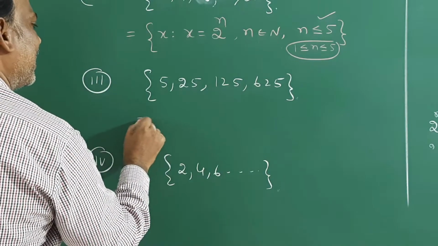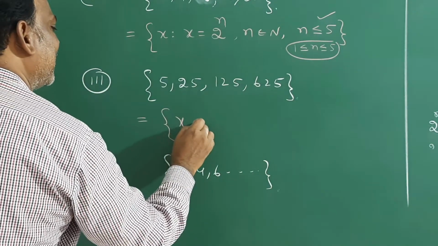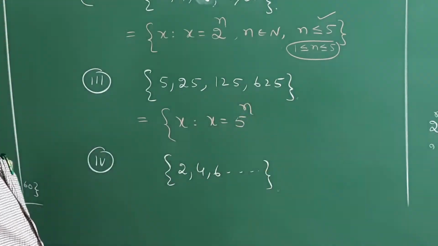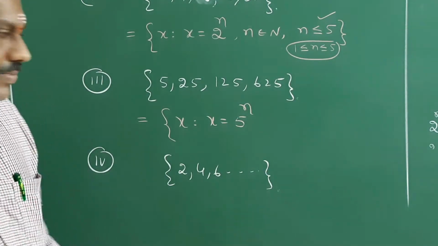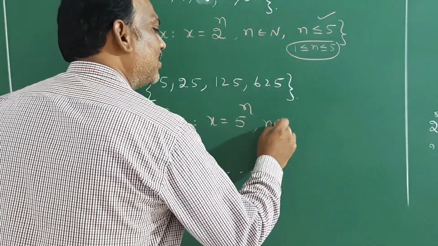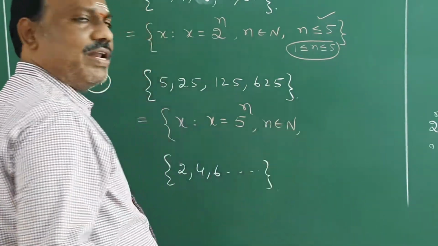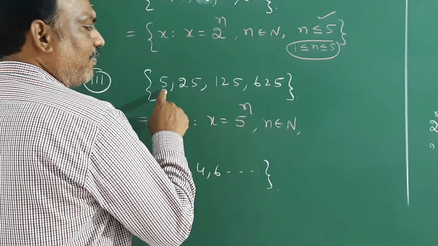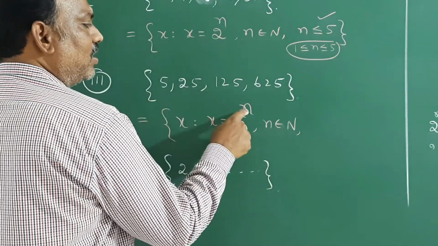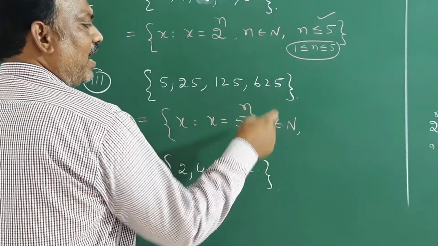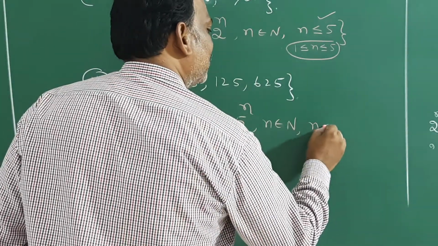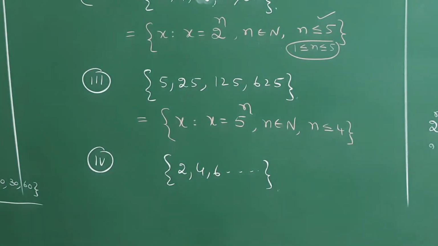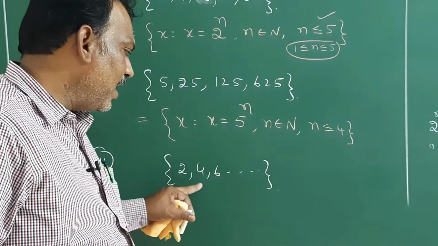So you can write here: set of x such that x is equal to 5 to the power of n, which is the one common property they possess. This n belongs to natural numbers. How many natural numbers do we have to take? Just replace 1 here, you will get the first value, 2 second value, 3 third value, 4 fourth value. So you have to take n values less than or equal to 4. Correct, students? Right.